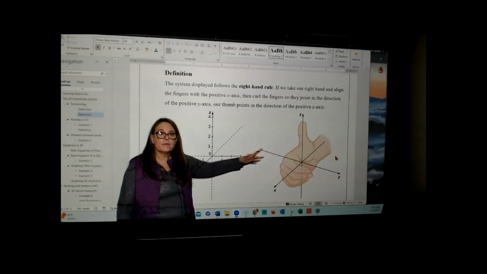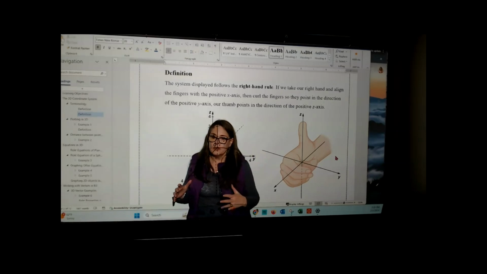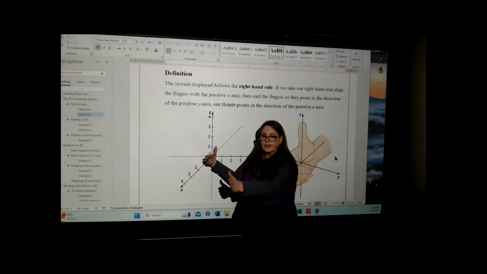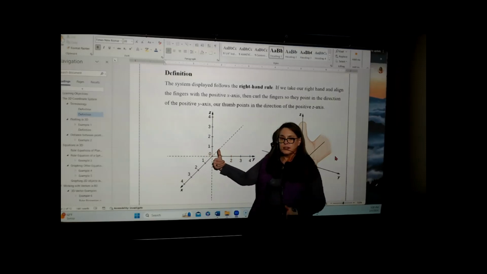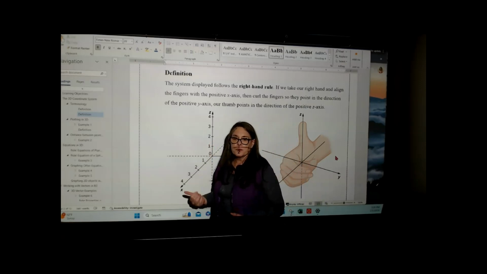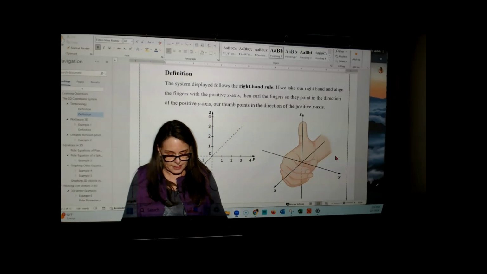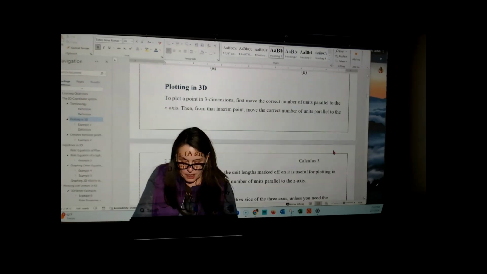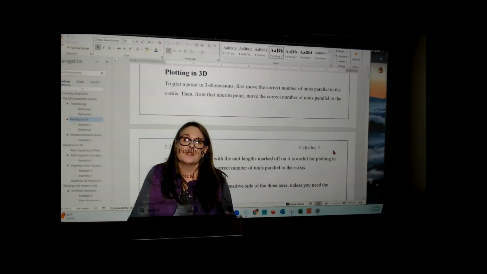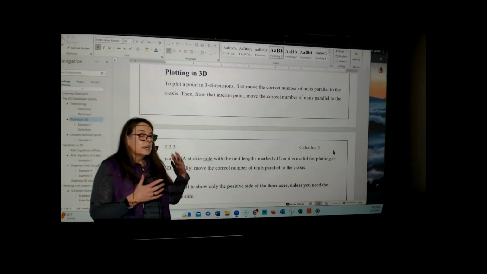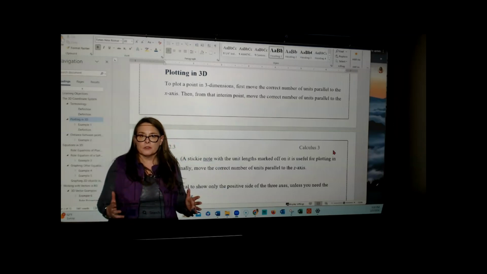All right. But again, if we talk about this right-hand rule, we can take our fingers and put our fingers in the direction of the positive x and then curl towards positive y, and our thumb points in the positive z direction. And that's what we mean by a right-hand coordinate system or the right-hand rule. Now, if we want to plot points, we need to be able to plot them in a 3D system. So the first method that I'm going to talk about is how to plot them on a regular sheet of paper that's not set up for 3D plotting.